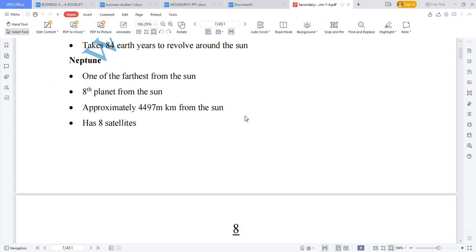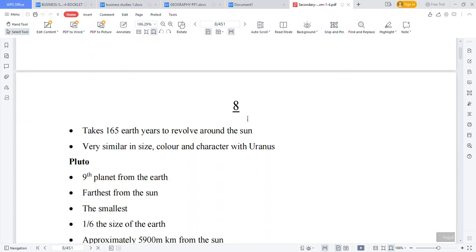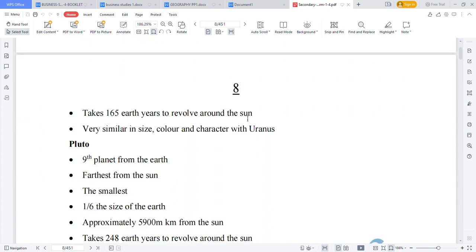Then you have Neptune, one of the farthest from the Sun, 8th from the Sun, approximately 4,497 million kilometers from the Sun, has satellites, and takes 165 years to revolve around the Sun. Very similar in size, color, and characteristics to Uranus. The last one is Pluto.